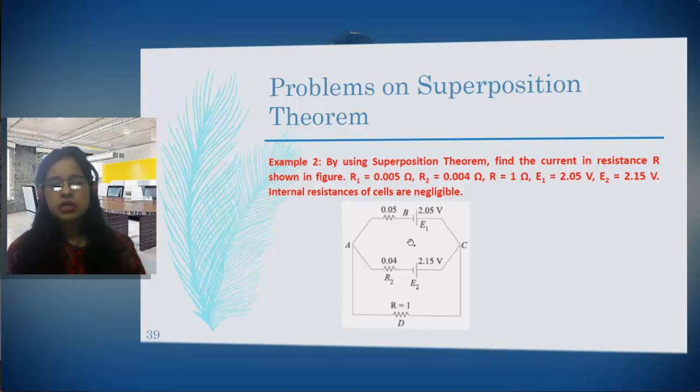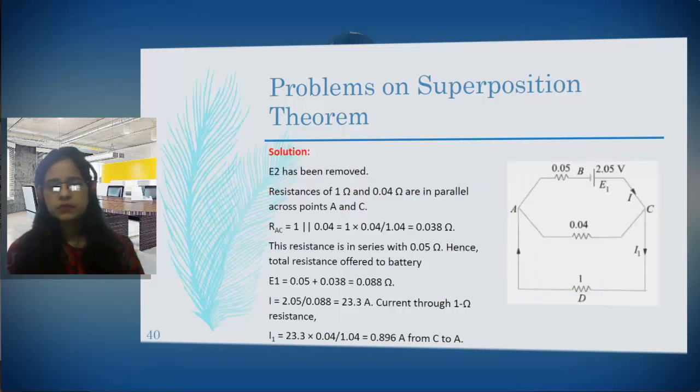What is given? This is R1, R2 is given, and R is taken as 1 ohm, E1 is 2.05 volt, E2 is 2.15 volt. The internal resistances of the cells are negligible. In this problem, the internal resistance of the voltage sources is neglected. So let us move to the problem.